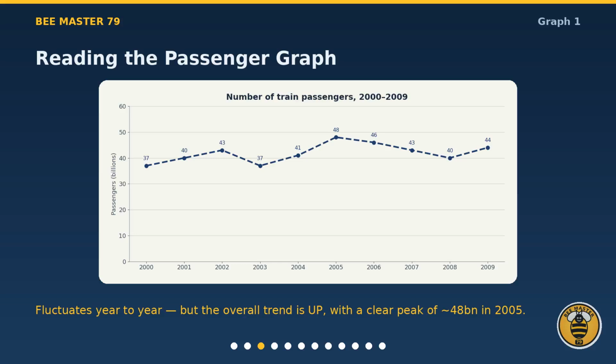Let's read the first graph carefully. Passenger numbers rise and fall from year to year, but the overall direction is upward. They start at about 37 billion, dip in 2003, then climb to a clear peak of roughly 48 billion in 2005 before easing down and recovering to close near 44 billion.